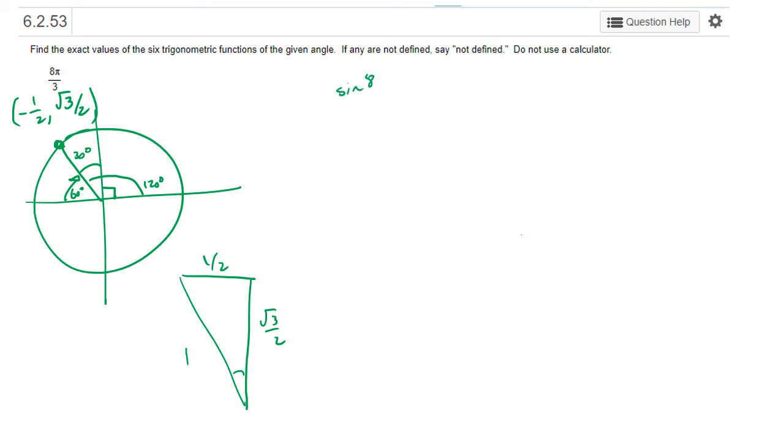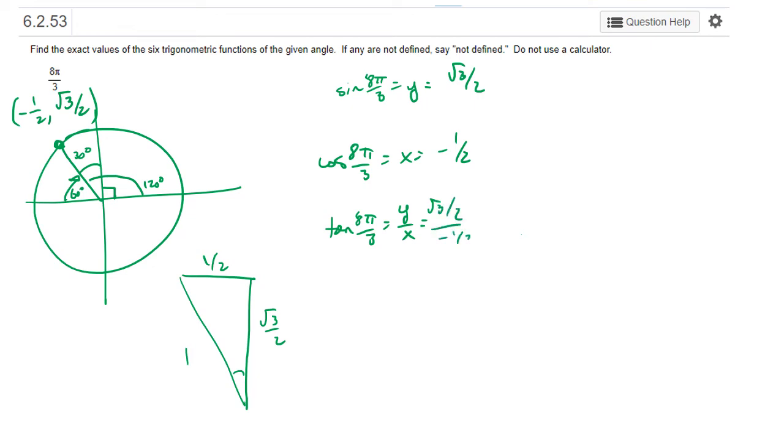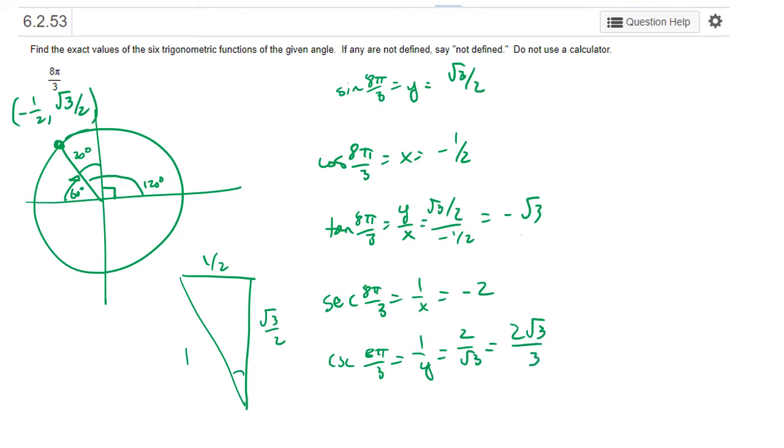So the sine of this angle is the y coordinate, which was √3/2. The cosine of this angle is the x coordinate, which was -1/2. The tangent of this angle is this ratio. I can cancel out the 2's, leaving behind -√3. The secant of the angle is 1 over the x coordinate, which is just -2. The cosecant of the angle is 1 over the y coordinate, which is 2 over √3, and if you're particular, you can call this 2√3/3.